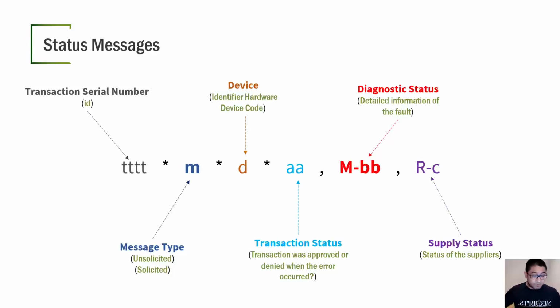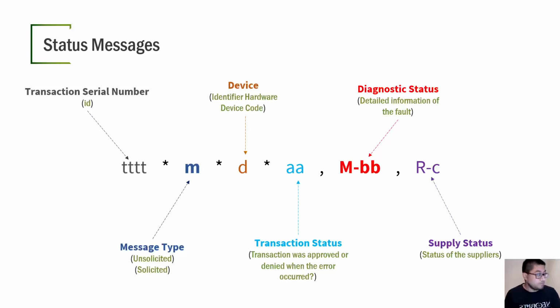So for example, if I have a transaction error in the dispenser, we could have a lot of errors in the dispenser. But this transaction status will tell me what happened: if no bills were delivered, if only partial bills were delivered, if the dispenser doesn't know what happened to the money. That's something that the transaction status will tell me. Then we will have more detailed information in the diagnostic status. And at the end, we will have a supply status.